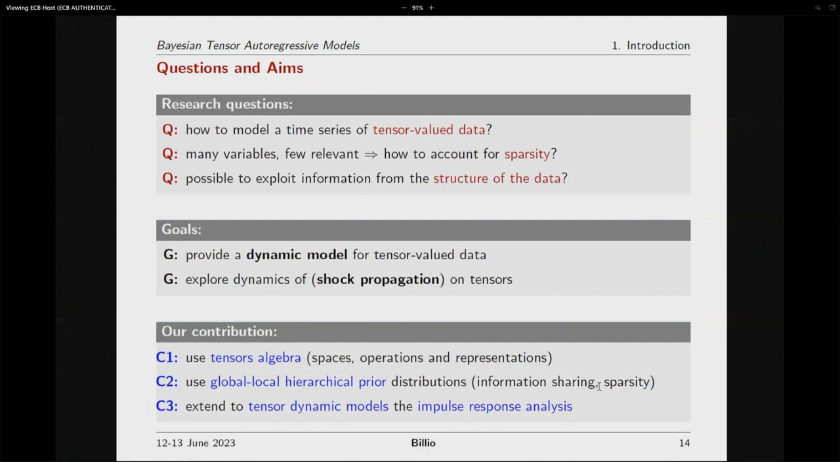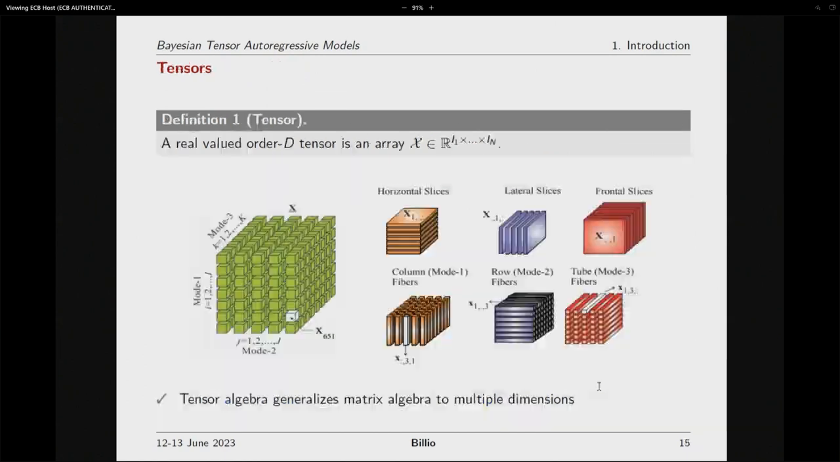As I said, the question is how to model a time series, and this is the main point of tensor-valued data, and then how to account for the fact that there are many variables, few of them relevant, so as to introduce sparsity while exploiting the information that comes from the data. What we propose is a dynamic model, and we also explore dynamics in terms of shock propagation. What we use is tensor algebra, the global-local hierarchical prior in order to work with the Bayesian method afterwards, and the impulse response analysis.